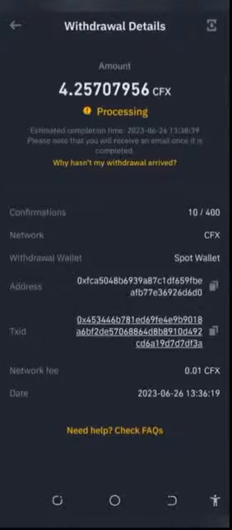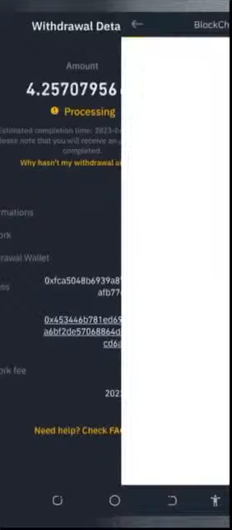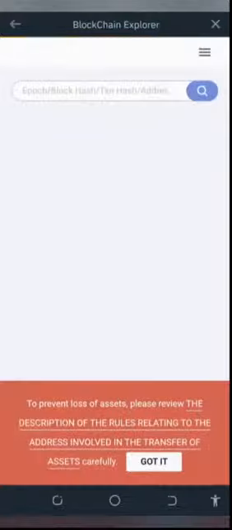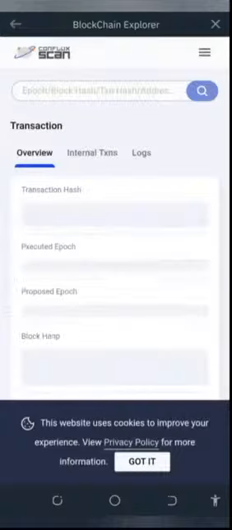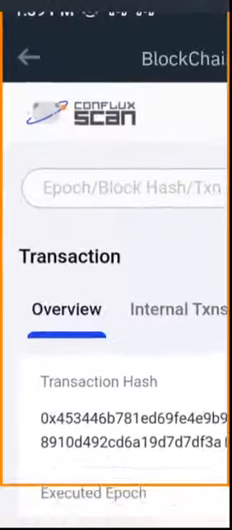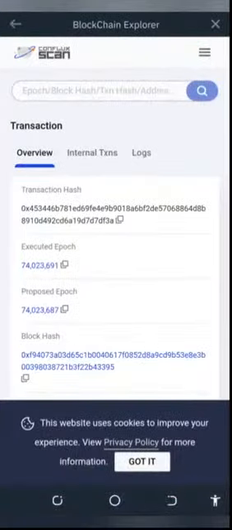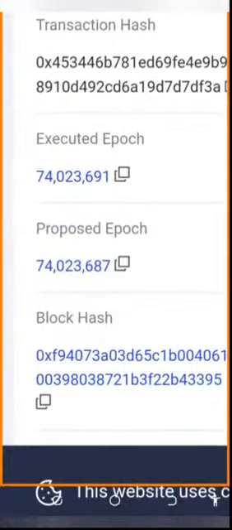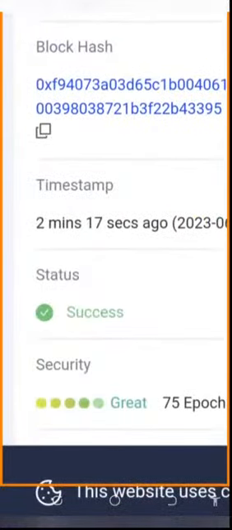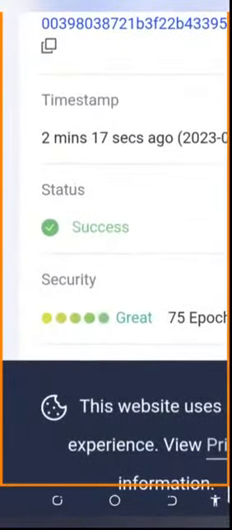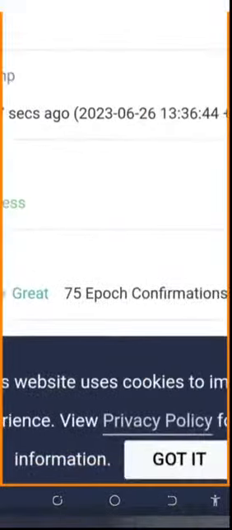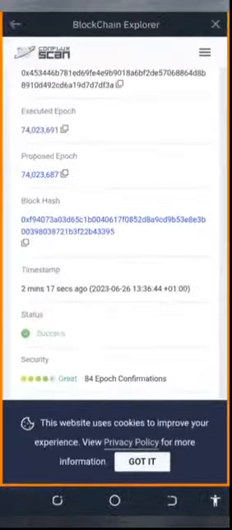No idea, right? Let me click on this to see whether it takes me somewhere to see what's going on. Well, this is what happens when you're trying to send money through networks. It takes time. Okay, to prevent loss of assets, please... Oh, what's all this? Okay, got it. Let's see what is going on here. Is there anything we need to check? This is Conflux Scan. All right, it's still doing its thing. It says success. Status is success. All right, so we're still waiting.